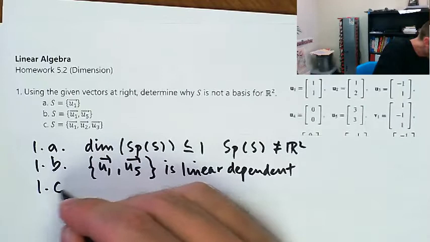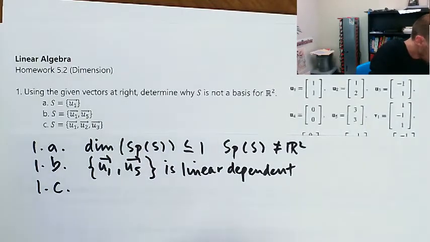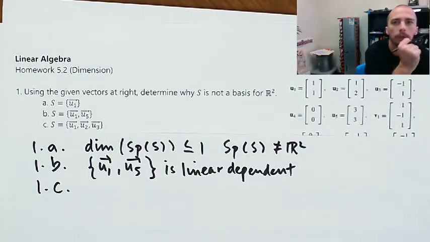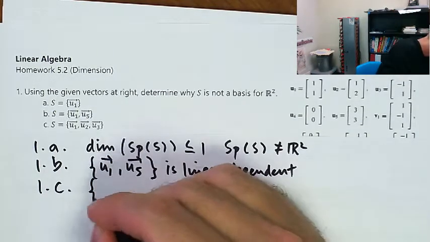And then for C, U1, U2, and U3, well, a set of 3 two-dimensional vectors has to be linearly dependent because there's too many vectors.